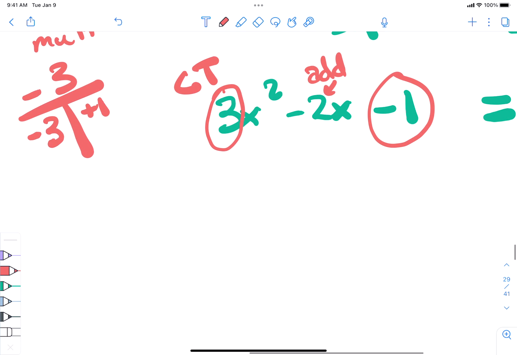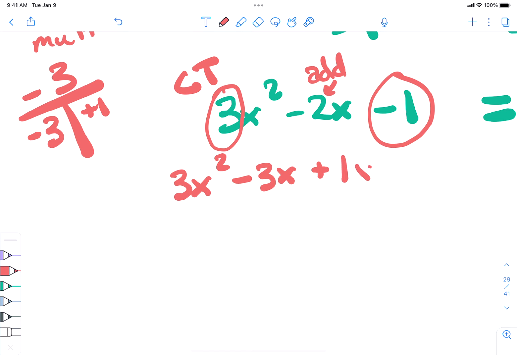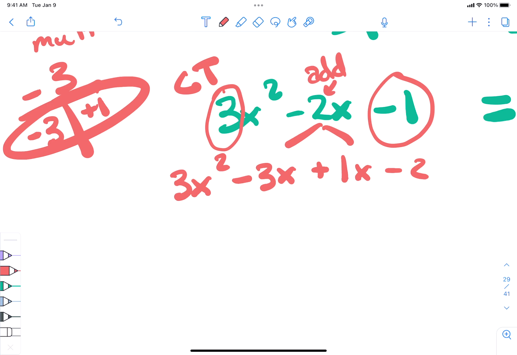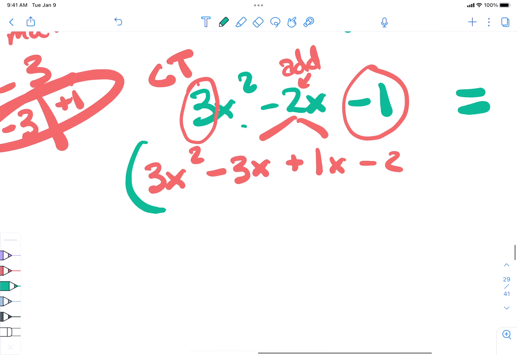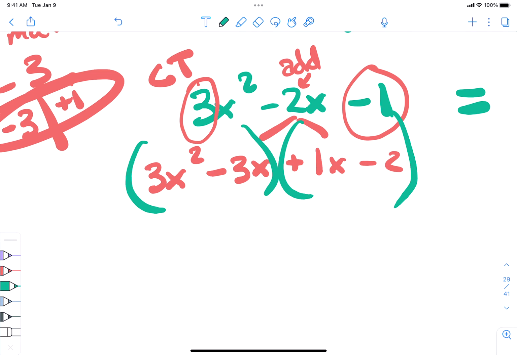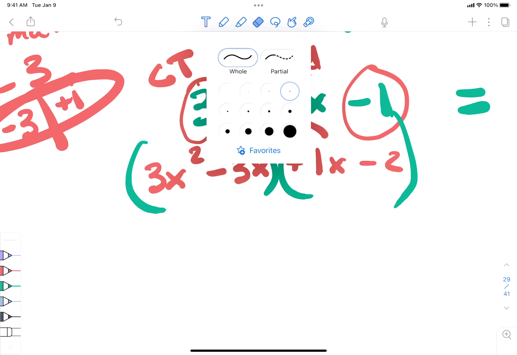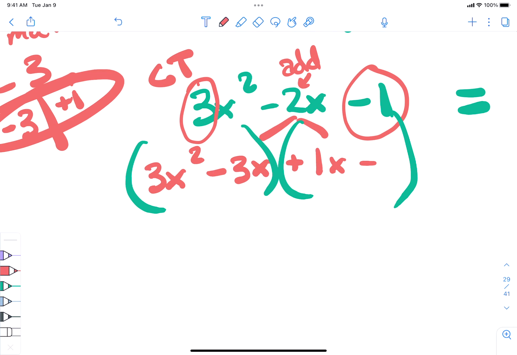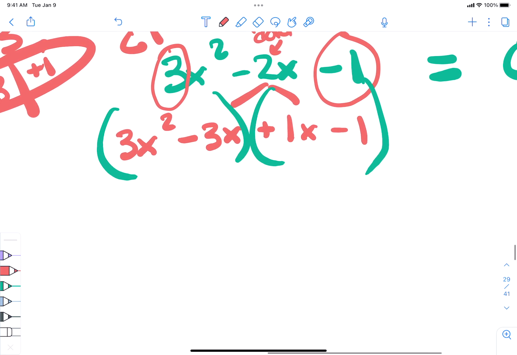So, now what do we do with that? 3x squared minus 3x plus 1x minus 2. It's like this guy splits into these two pieces, right? And now we group. Oh, well, not minus 2. Thank you. I don't know what I'm writing. Minus 1, that's a 1 right there. And 3x squared, yeah, that's 3x squared.